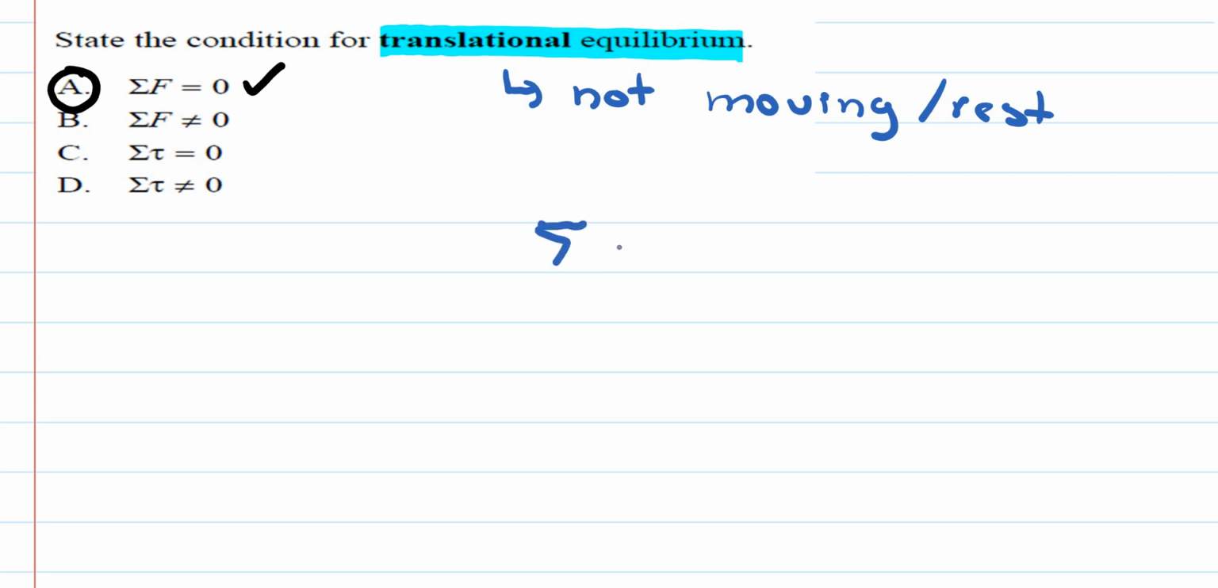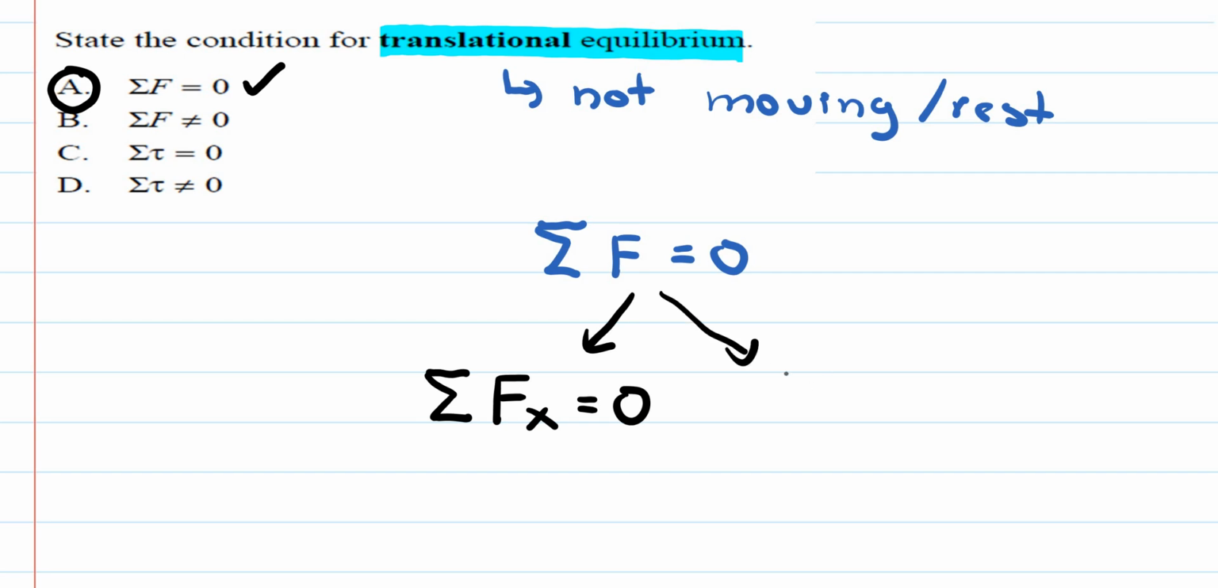So once again, if the sum of the forces is equal to 0, that literally means that all the forces in the horizontal direction sum to 0, and the sum of the forces in the vertical direction is also equal to 0. Because force is a vector, we can also put the vector notation there to finish that off. But there you go, there's the definition for translational equilibrium.